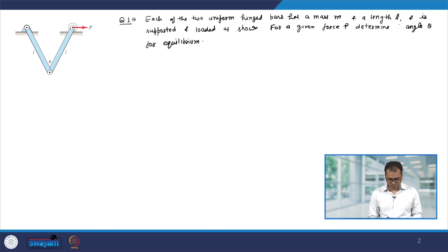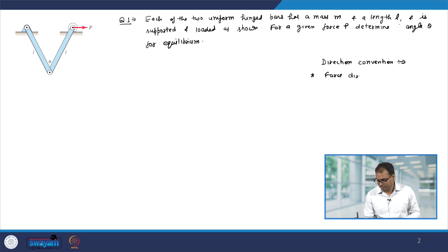Now, before we start this question, first let us follow some sign convention that we will use for the principle of virtual work. So, this is the direction convention. The force direction I am going to take always positive. So, if the force is acting in the x direction, then that x will be positive.